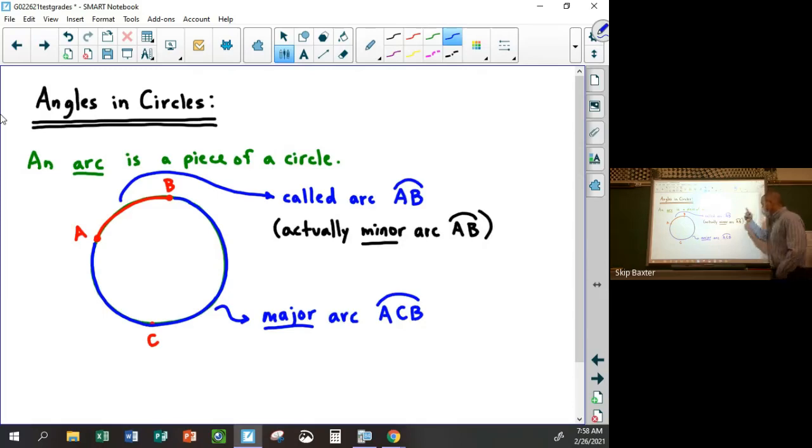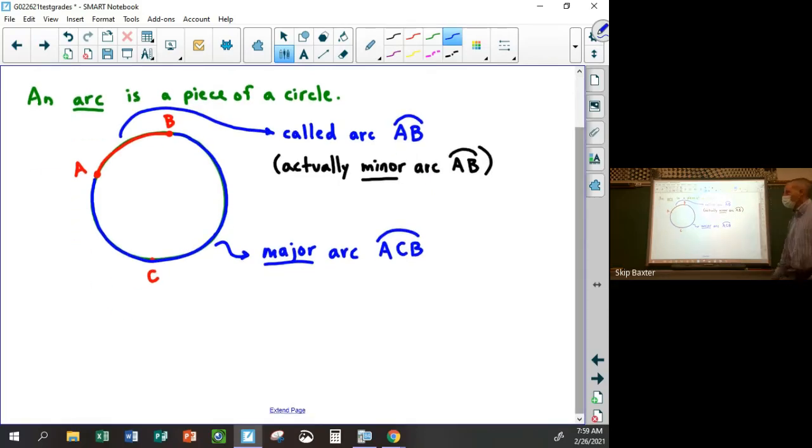So if you only use two letters to talk about an arc, it's automatically implied that you mean the minor arc, the shortest arc between those two points. That way you don't have to always say minor, major, whatever. It's just shorthand notation. You can just say arc AB. You don't even have to write the word arc. You can just write AB with an arc over it. Okay? And if you said arc ACB like this, then you mean the longer way that goes through point C first. Okay, so that's the first definition. Just wanted to make sure everybody's on the same page with that.